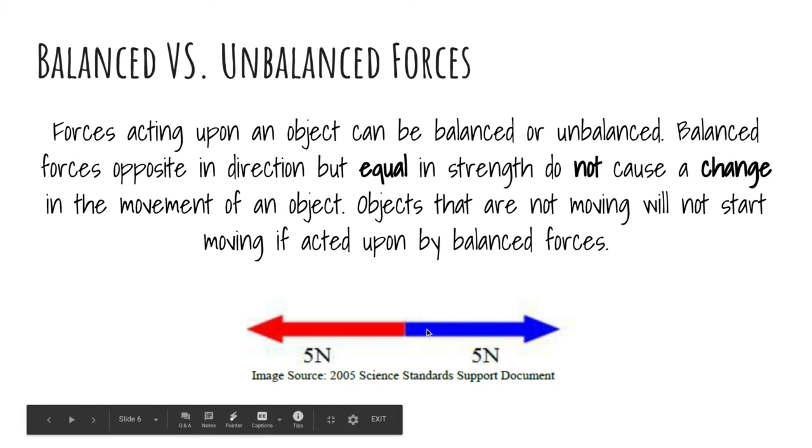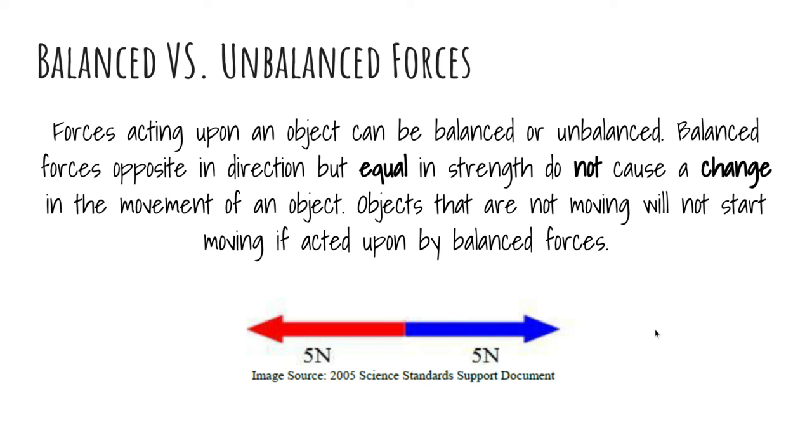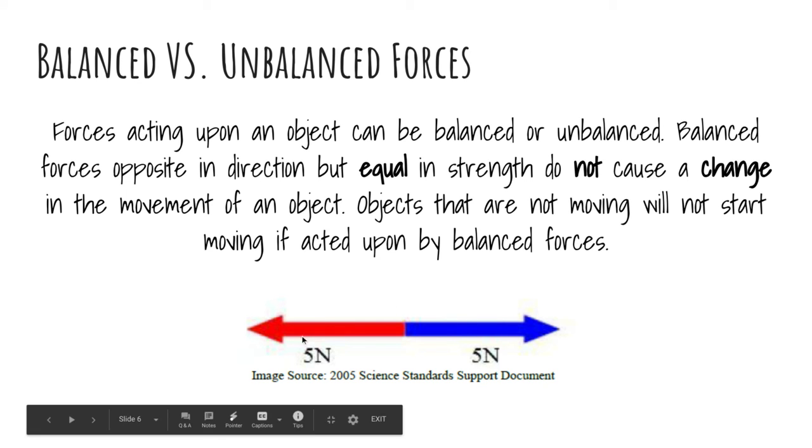So over here, we have two forces, and they're pulling on what would be perceived as a central object right in the middle. So we have 5 newtons pulling to the left, 5 newtons pulling to the right. They are opposite in direction, but equal in strength. The arrows are the same length, and it also tells us it's 5 newtons. So this object in the center is not moving.